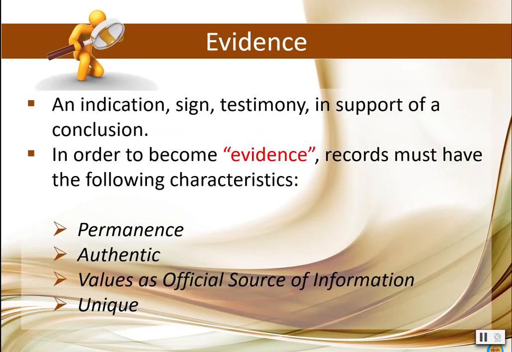Okay, now the last part is evidence. So what is evidence? Evidence is actually an indication, sign, or testimony in support of a conclusion. So in order to become evidence, the records must have the following characteristics. They need to have these 4 characteristics. The first one is permanence, kekal, authentic, value as official source of information, and lastly must be unique. So now we are going to take a look at them one by one.